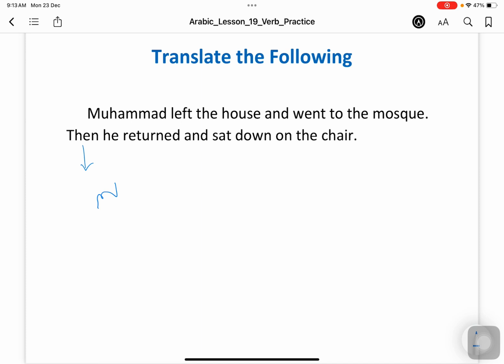The word then is thumma. And from the reading of your Quran, you know the word thumma. You have come across the word thumma. Thumma means then. So pause the video and try to translate this sentence and see how close you come to the actual translation, inshallah.